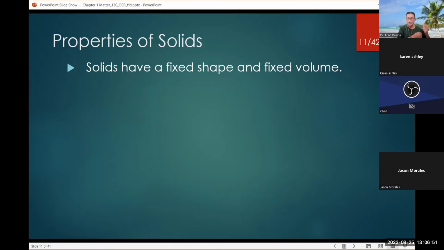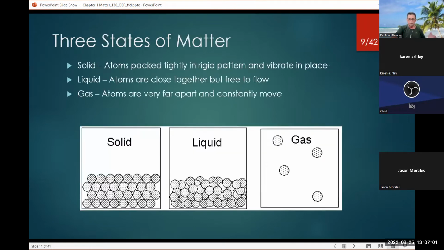Okay. Now, on Tuesday, we ended up with page 11, slide 11, chapter 1. And we were talking about the different states of matter, solid, liquid, and gas phases of matter. And we talked briefly about how we depict and demonstrate those with the aid of diagrams.